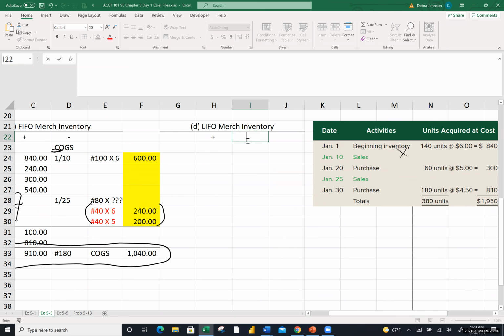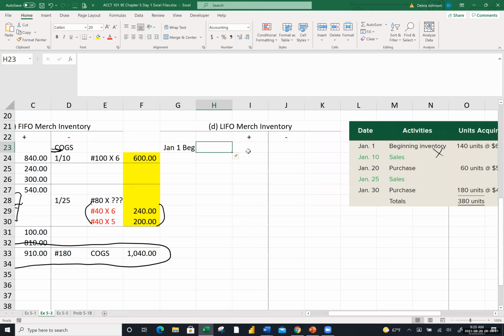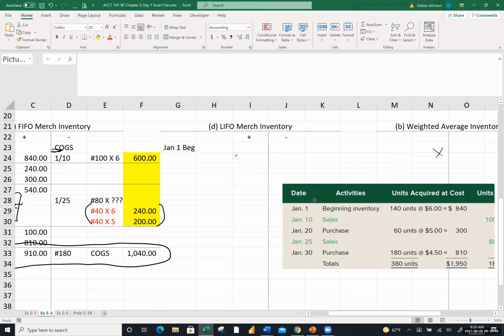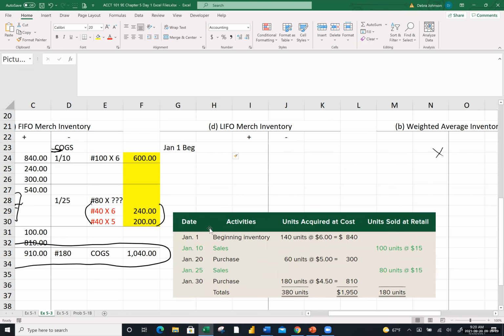The purchases come in as debits and the sales go out at the cost of sales as credits. So once again, I'm going to write in January 1st, beginning inventory, and I may want to insert another column just so I don't have to squeeze this in. And I'm going to move this over here so we can see it a little bit better. We have 140 units at $6, and we already know that's $840. Okay, so far nothing's changed.